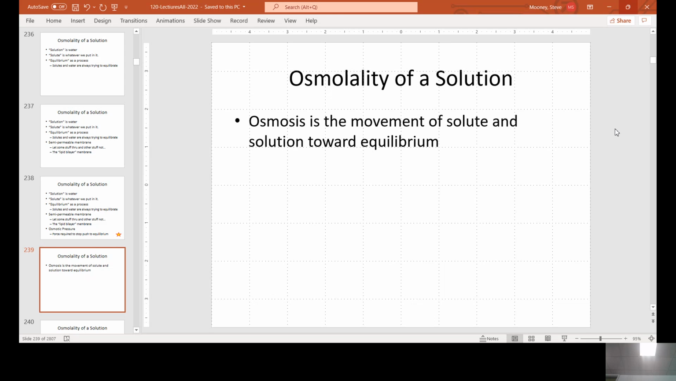So I've added energy. Has anybody heard of Brownian motion? Brownian motion is the movement of molecules. They sit in place and vibrate. As I add more heat to a system, they vibrate more and more and more.